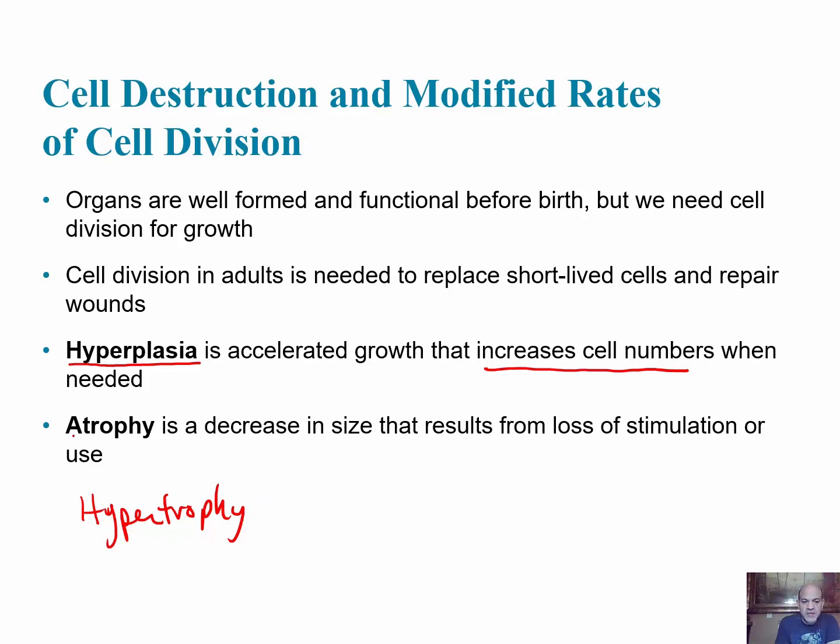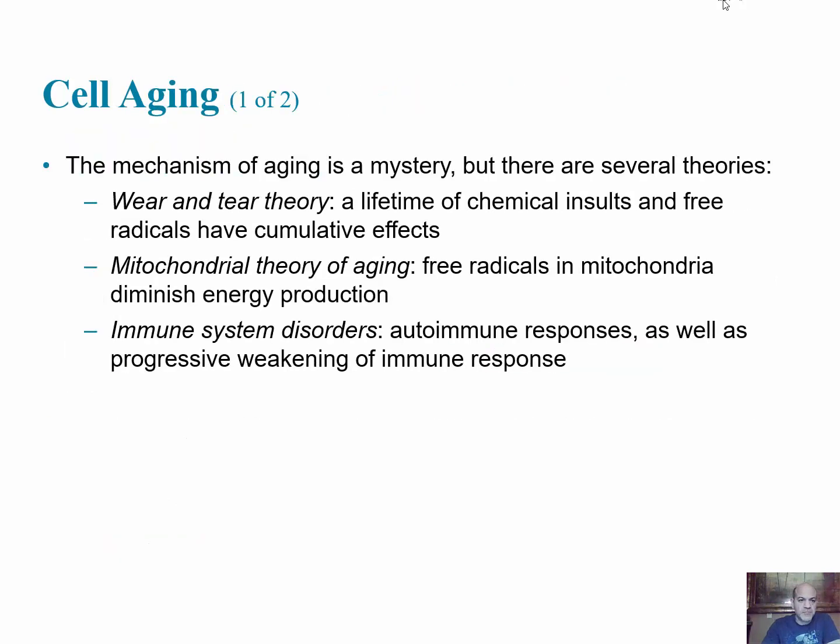The opposite of hypertrophy is atrophy, and here the cells decrease in size because of loss of stimulation. So while muscle can hypertrophy from exercising with weights, you can lose those muscle cells through shrinkage, and that's called atrophy. Now, what about aging? How do cells age?